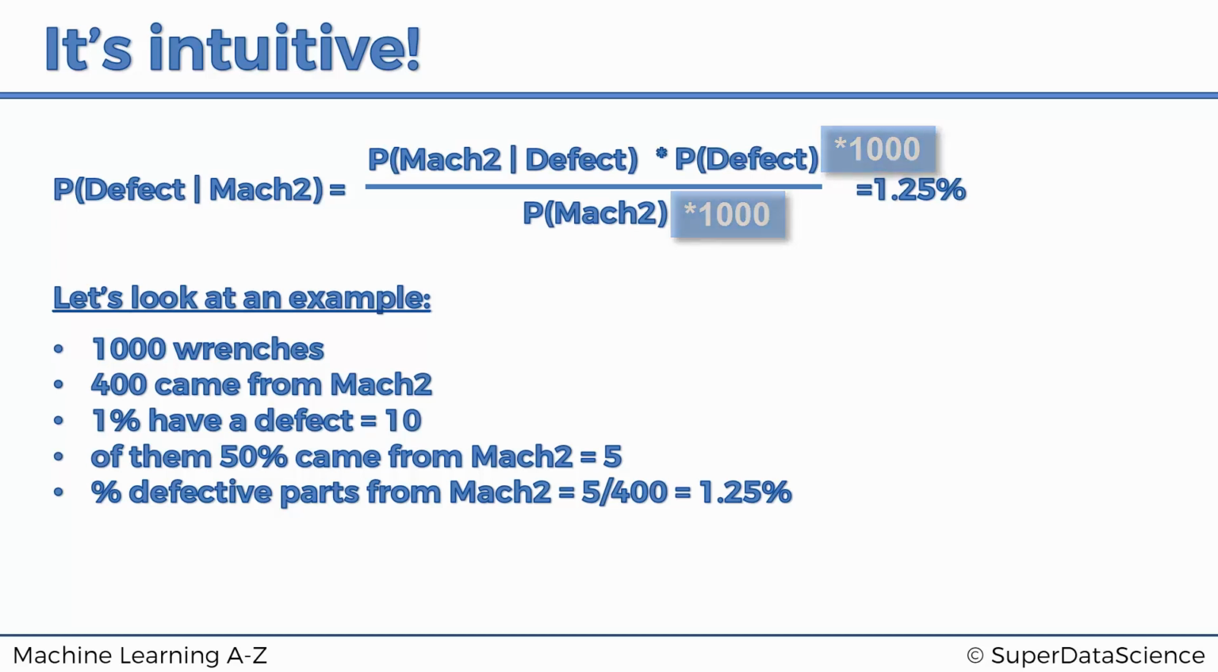Hopefully that all makes sense. And we only have one final question left. We only have one obvious question here. So the question is, why do we have to go through all of this complexity? Why can't we just count the number of defective wrenches from machine 2 and then count the number of total wrenches that came from machine 2 and divide one by the other and get that same result? Why can't we just do that? Why don't we have that input of the total number of wrenches that came from machine 2 right away?